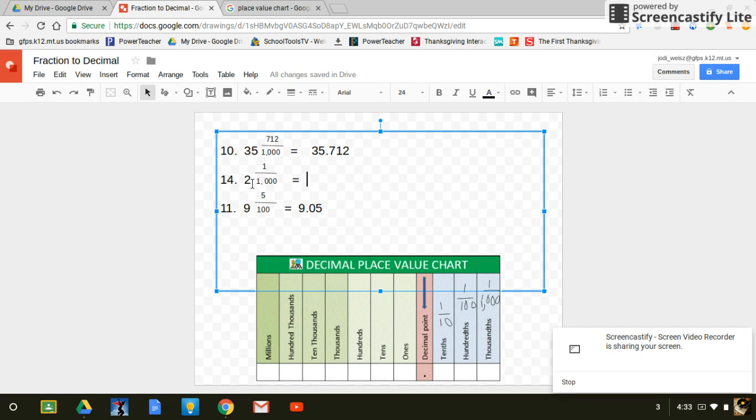Move on to problem number 14. I notice I have a whole number of 2, so I'm going to write 2 and use my decimal for the and. Now look at this. I only have 1 digit as my numerator, but I know I need to be in the thousandths position. So let's go down here. My thousandths position again is 3 away from my decimal. So I need to make sure that my 1 is in that thousandths place. And the only way you can do it is by adding 2 significant zeros. They have to hold the place value for the tenths and the hundredths place.